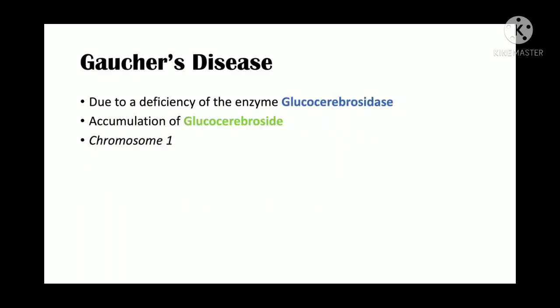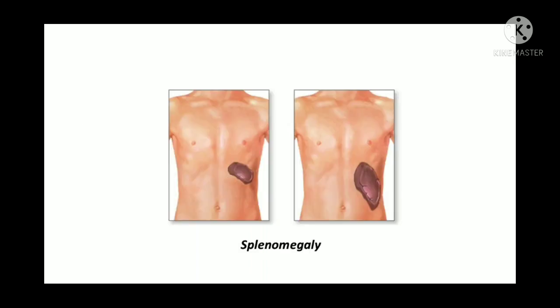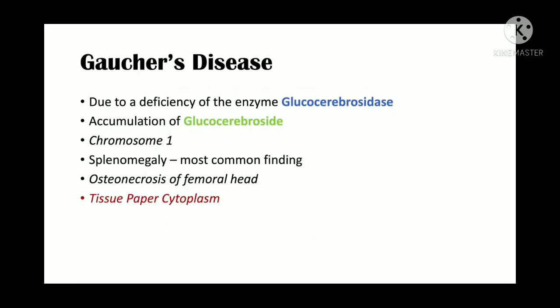The next condition is Gaucher's disease. This is due to a deficiency of the enzyme glucocerebrosidase. As the name suggests, it leads to the accumulation of glucocerebroside in the lysosome. The mutation causing this condition is located on chromosome 1. Splenomegaly is actually the most common physical finding in Gaucher's disease. You may also see osteonecrosis of the femoral head.